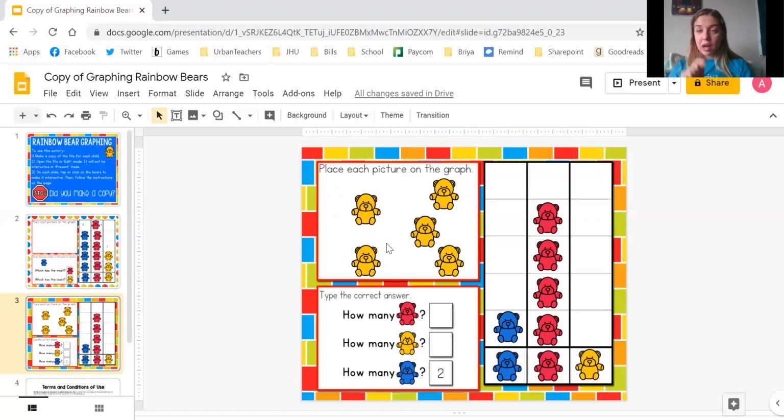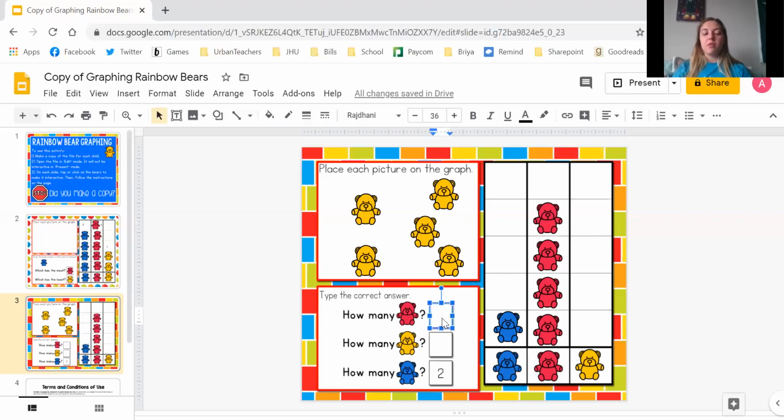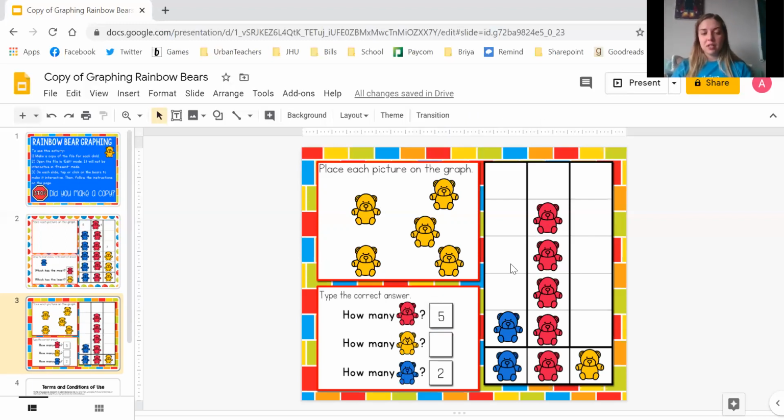Let's count. Can you guys help me count? 1, 2, 3, 4, 5. Nice counting. There are 5 red bears. So for the red bears, I'm going to write the number 5. Can you guys show me 5 fingers? Nice job, and let's give a high five. You guys are great helpers.